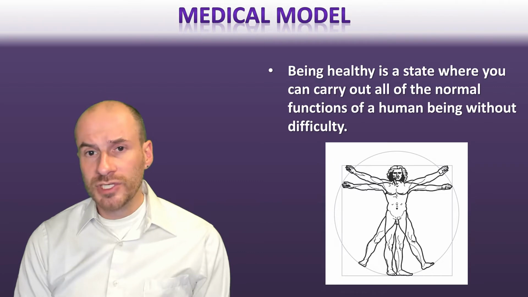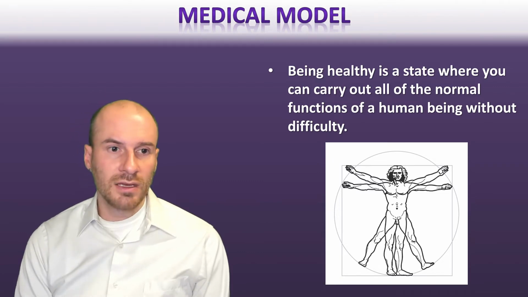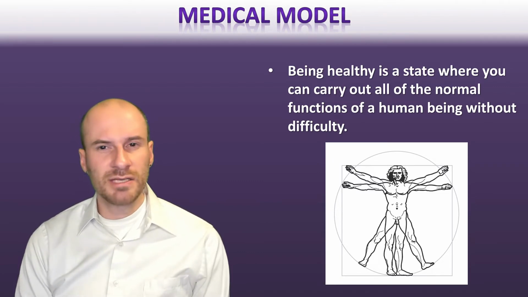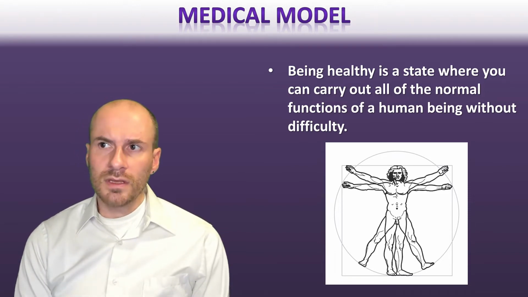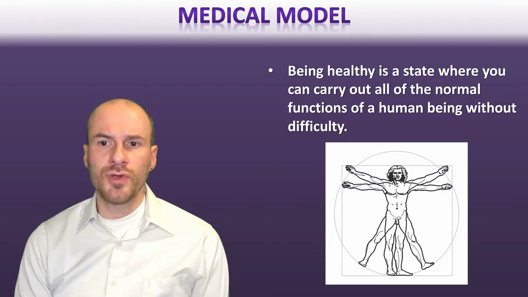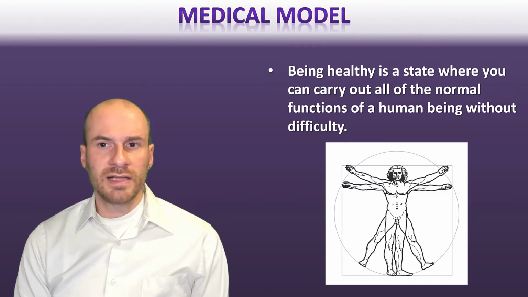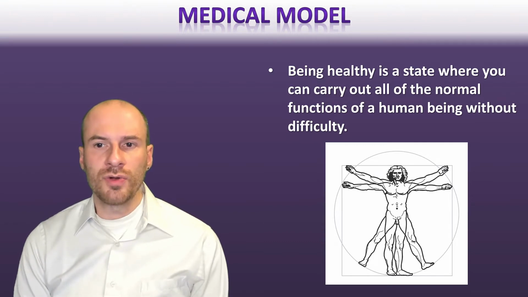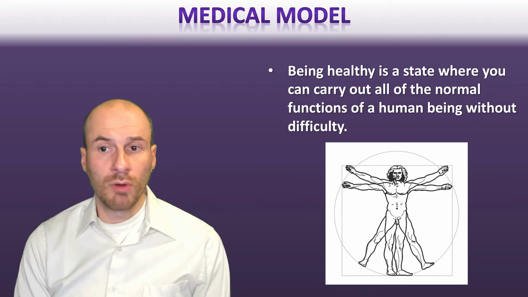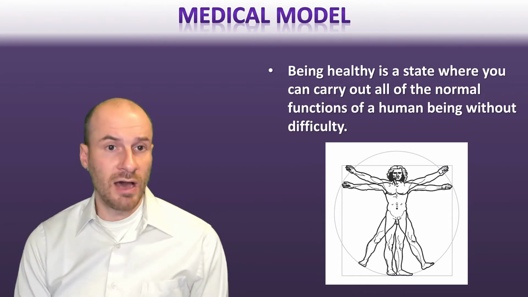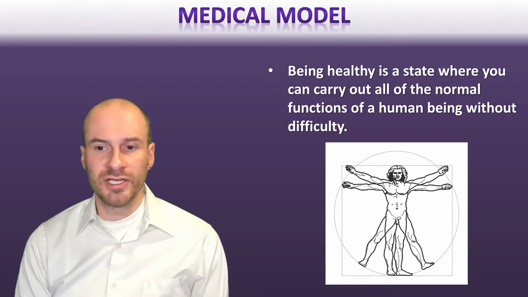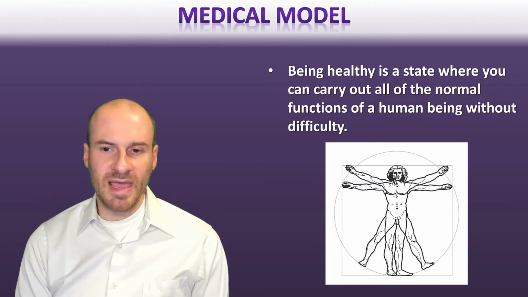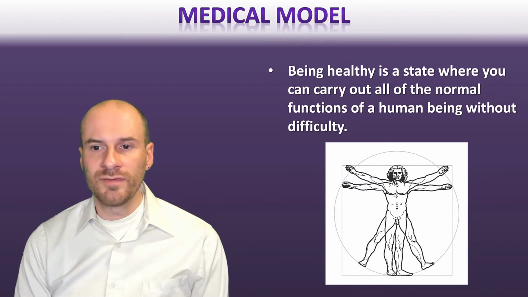There's another model, which is called the medical model. And this is actually the model that tends to be the default in health practice. It's a view that being healthy is essentially a state where you're able to carry out all the quote unquote normal functions of being human without any difficulty, right? And here we're using a normal definition. This is the Vitruvian Man, the picture there, by Da Vinci.